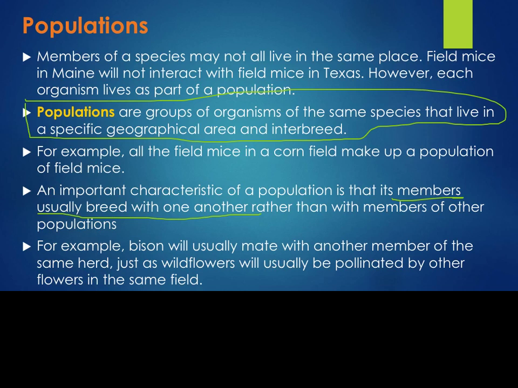Let's stop talking about humans. We're a complex, crazy example because we do all these weird things. If we look at bison, bison will usually mate with another member of the same herd. All right, same thing if you've watched any Discovery shows on any of the big cats or wolves or gorillas or pretty much anything there. There's breeding within the same population. Flowers are usually populated by other flowers in the same field, because they're closer to each other, so there's a better chance for pollination.